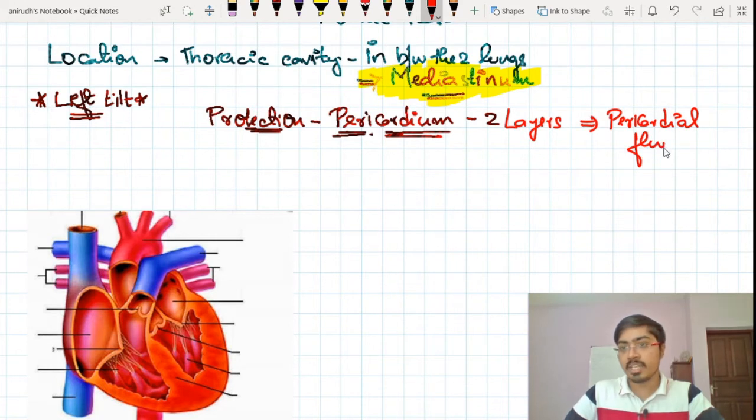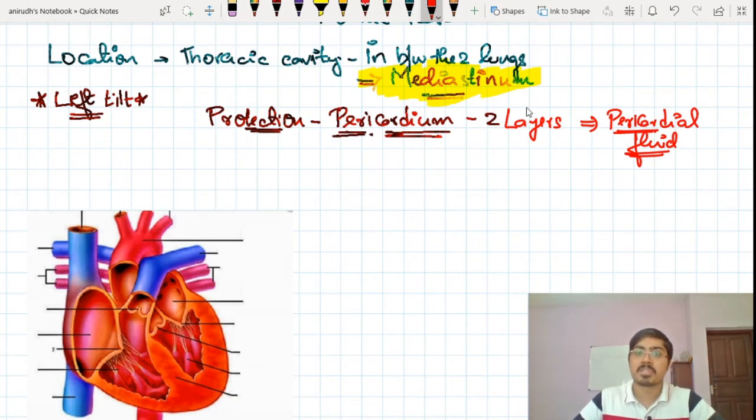So this is a fluid which is present in between the two layers of pericardium, and this is called by the name of pericardial fluid. Shock absorption and protection are the functions of the pericardium. So these are the points that we are supposed to know at a very preliminary level.